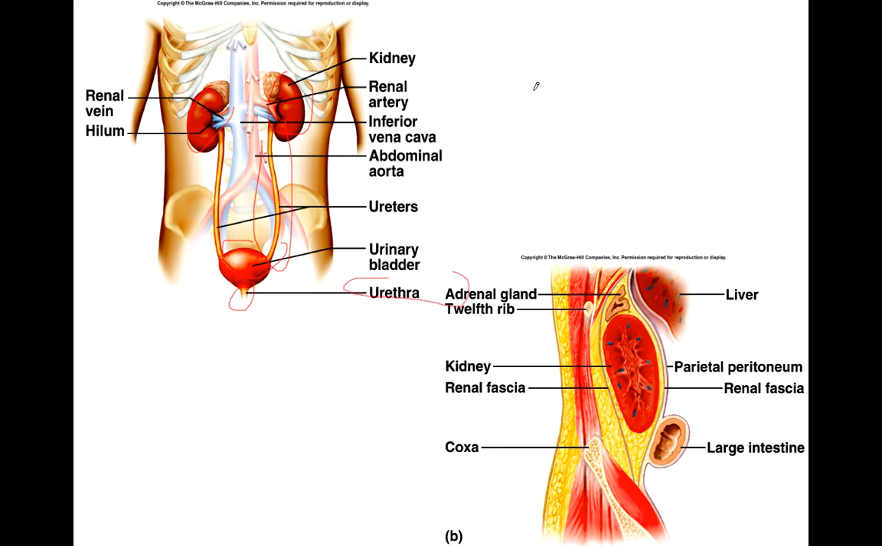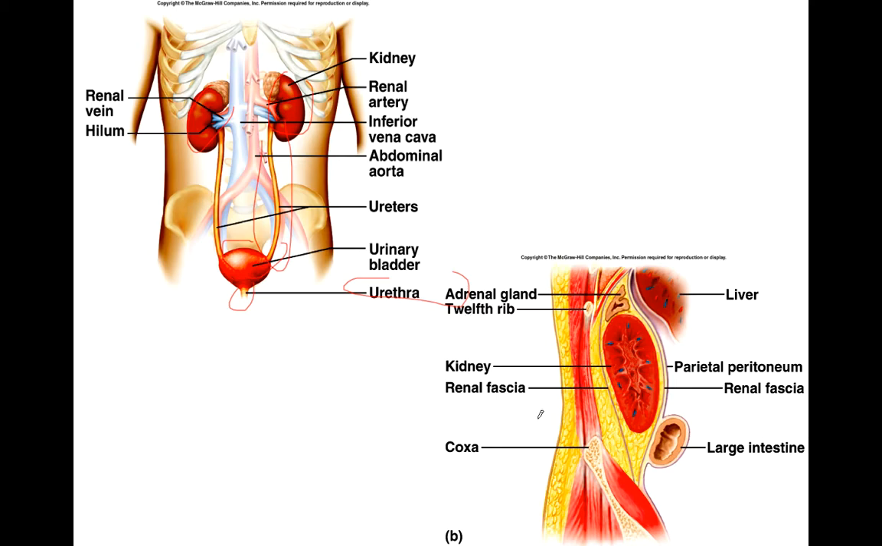The main function of the urinary system is to remove waste from the blood and regulate what's in the blood. But it also regulates red blood cell production. Remember from the endocrine system, we talked about the kidney's role in secreting erythropoietin, and it also functions in blood pressure regulation.